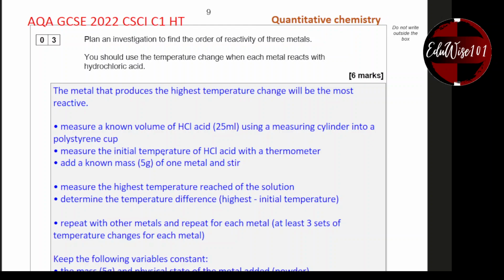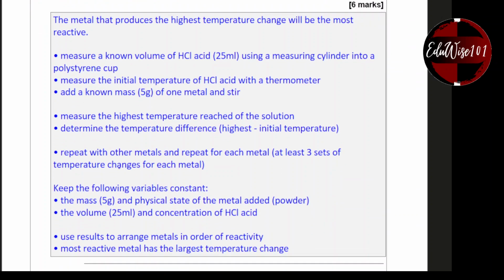Then measure the initial temperature of hydrochloric acid with a thermometer. Add a known mass, for example 5 grams, of one metal and stir. Measure the highest temperature reached of the solution. Determine the temperature difference, which is going to be the highest minus the initial temperature. Repeat with other metals and repeat for each metal. So what you should have is at least 3 sets of temperature changes for each metal.